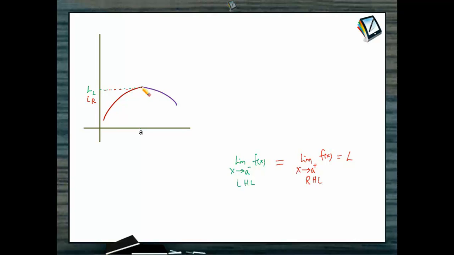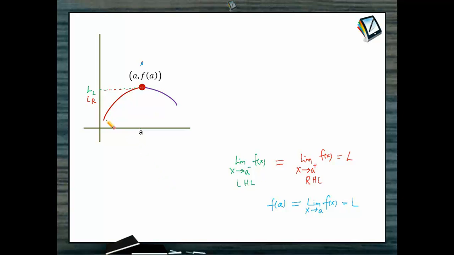Is it enough? Maybe the function is defined somewhere here, but what should be the third condition? The third condition says f of a must also exist. Now, where should this f of a be? Can it be here? No, because this f of a value must be equal to the limit value. That is, if you write it in short, limit x tends to a f of x, that is the equal value of these two, must also be equal to f of a value. So where is the possibility of f of a? That point f of a must be here only.